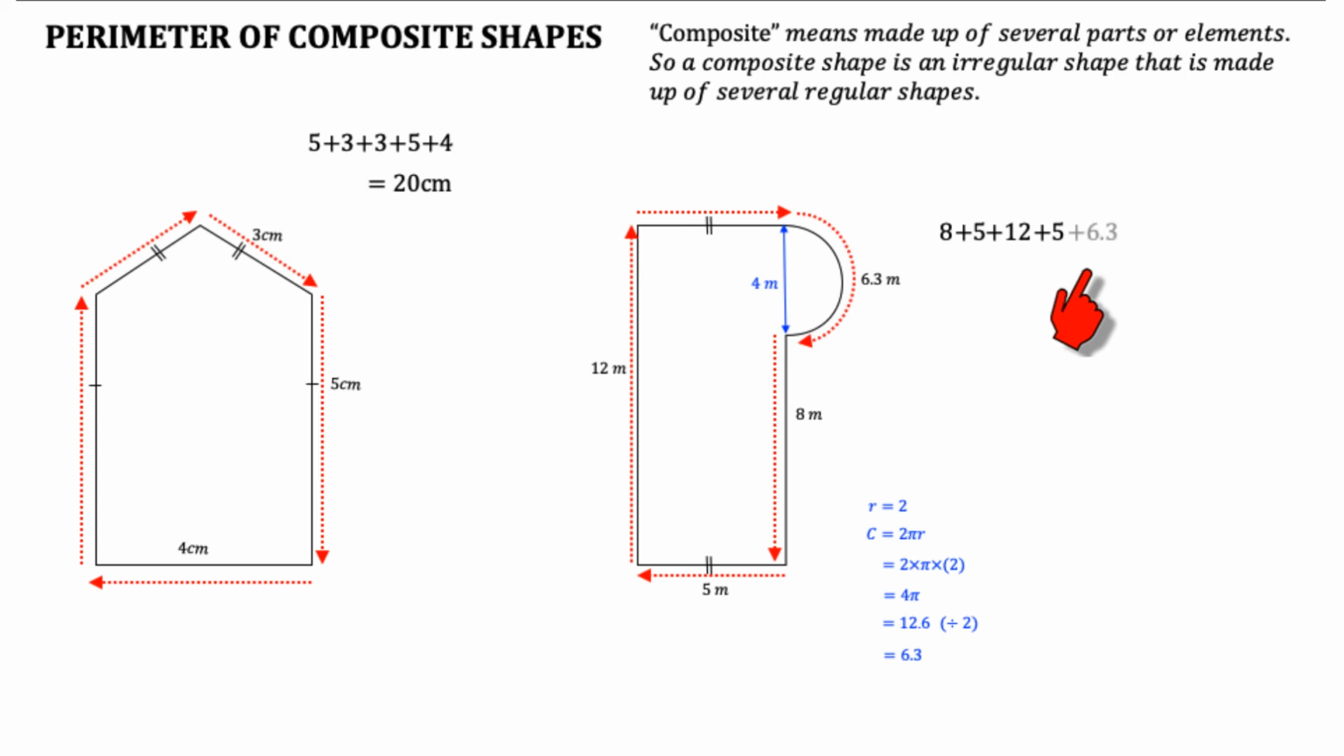Add that into my perimeter calculation, and now you can see that if I add up all those pieces together, I get a perimeter distance around the outside of 36.3 meters. That is how we do the perimeter of composite shapes.